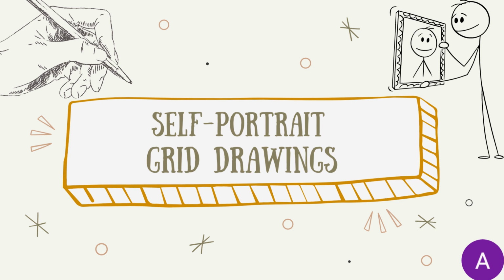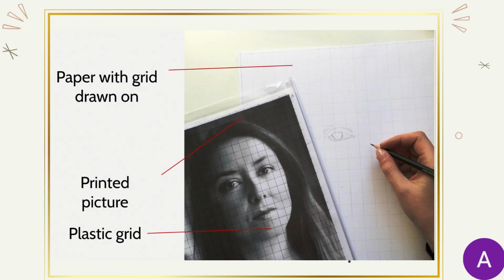All right, party people, it's time to talk about our next project, which is self-portrait grid drawings. You are in for a treat. For our actual final, we'll have a paper with a grid drawn on it, a printed picture, and a plastic grid on top so that we can transfer the information from each little square to the bigger square on your final.